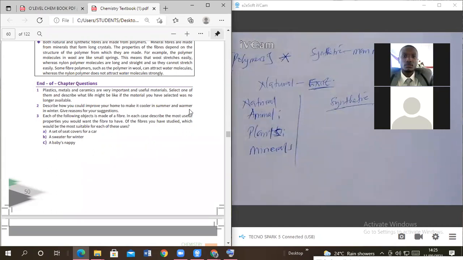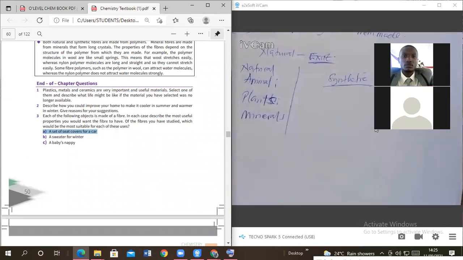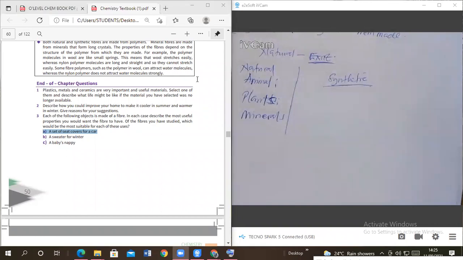Then there is this one that says each of the following objects is made up of fiber. In each, describe the most useful property that you would want the fiber to have. Here is a set of seat covers for a car, a sweater for winter, then a baby's nappy. You have studied fibers. Let's start with this one. The seat of a car. Who is giving me that answer? And why have you chosen that material under fiber? Rosemary.